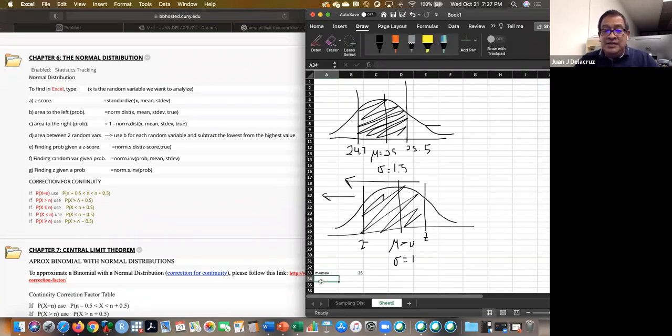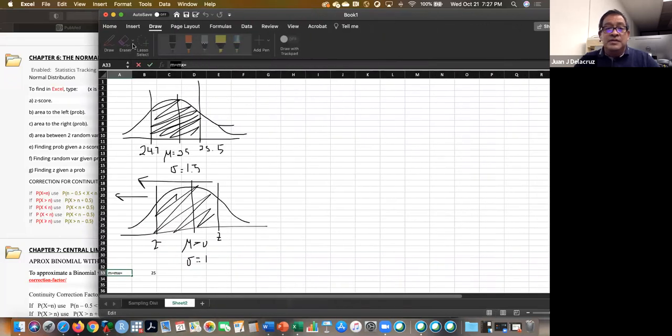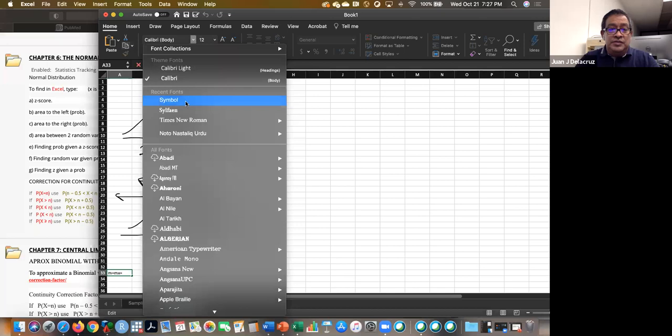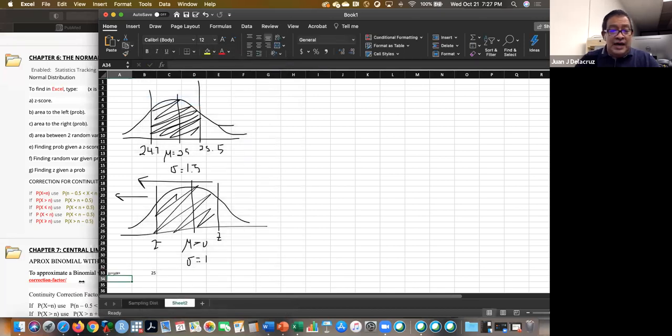So let me do this with the symbols. I have the mean of the population. I don't know the mean of my distribution. I don't know the mean of the sample means, but I know the mean of the population. So it's 25. So I'm going to use that.